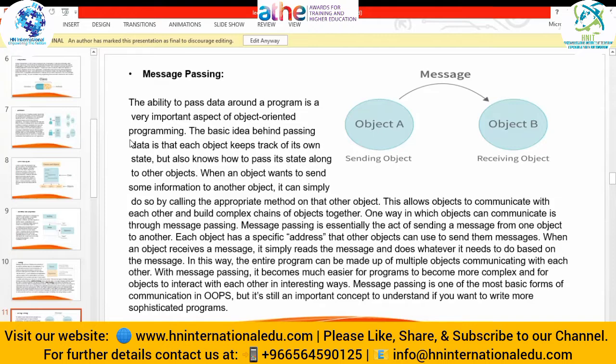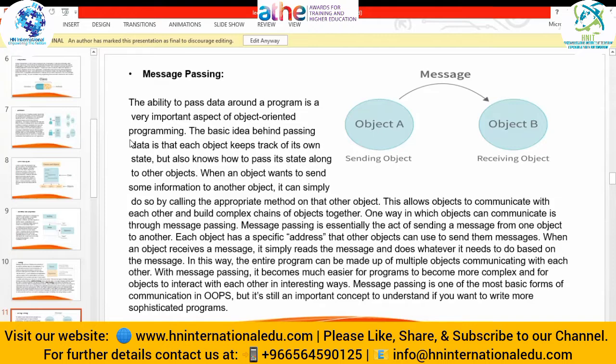One way in which objects can communicate is through message passing. Message passing is essentially the act of sending a message from one object to another. Each object has a specific address that other objects can use to send it a message. Now, what do you do when you want to send someone a message? Obviously, you know his or her address.